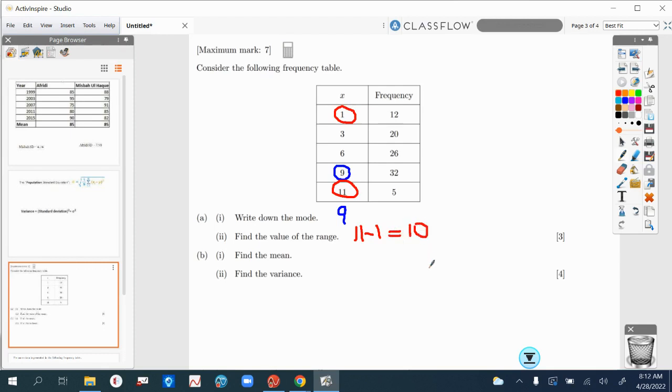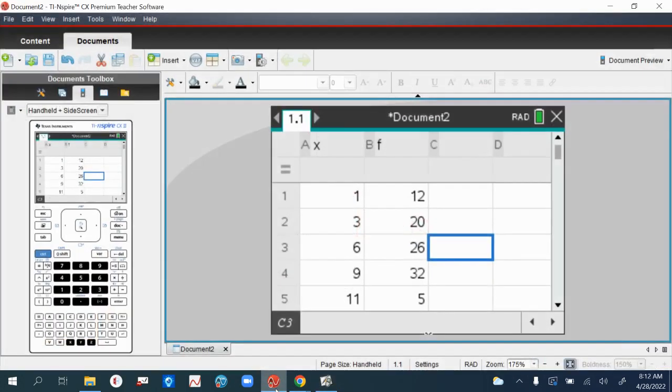Now, to find the mean and the variance, you would use your calculators. I've already set it up and popped it into my spreadsheet. And here it is. I've put frequency, which I've noted down as F, and I've marked my X values in this column. So it's a good idea to mark the tops of the columns.